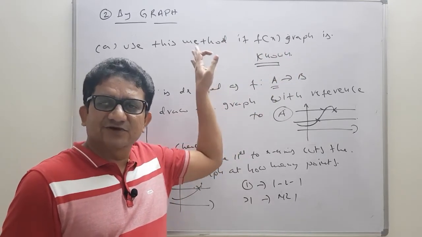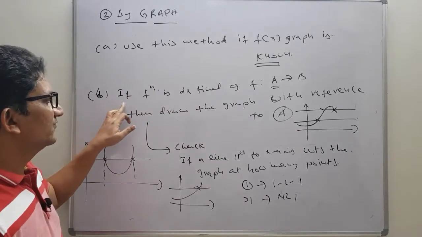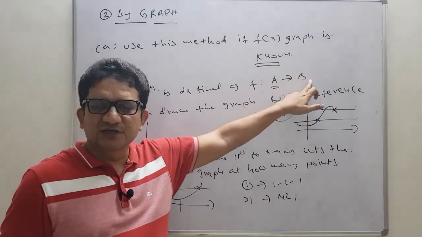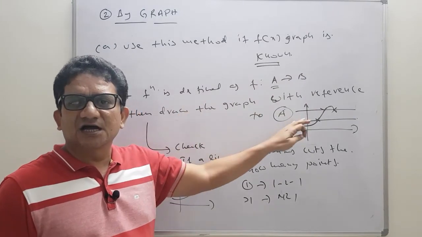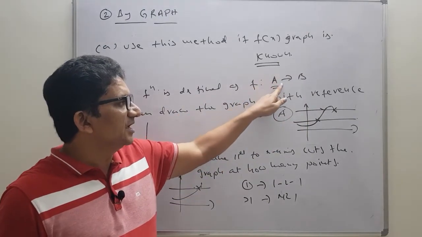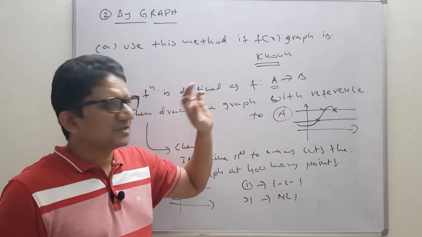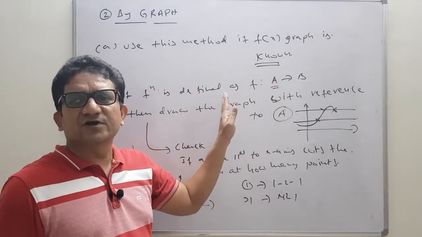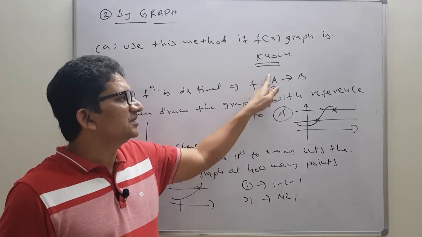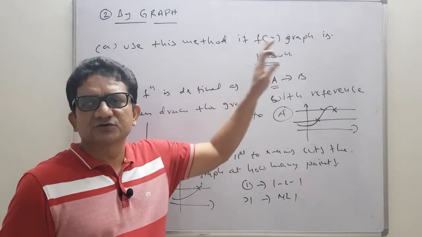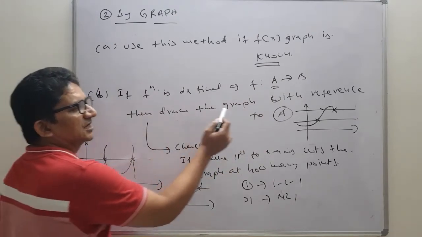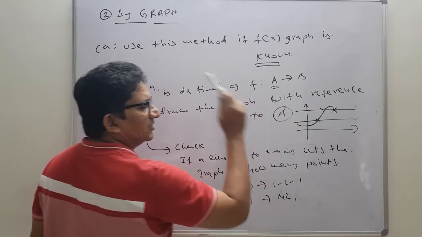Once you feel that you are perfect in this, if the function is defined as f maps from A to B, then draw the graph by keeping this A in mind. That means for this function, A is the domain. So where to draw from will be decided by this, not by using the original domain. Draw the graph with reference to A.